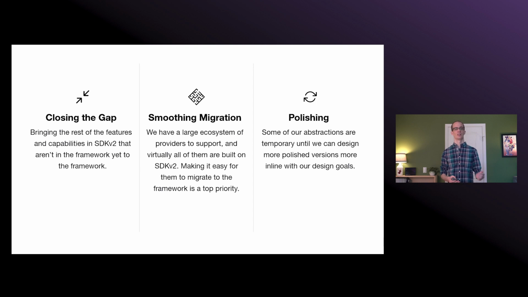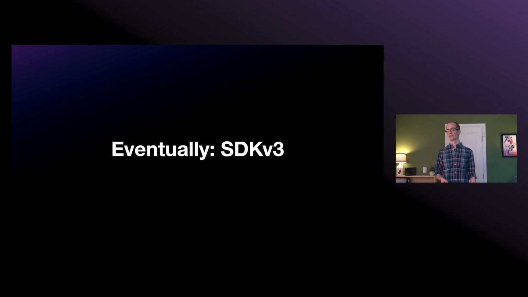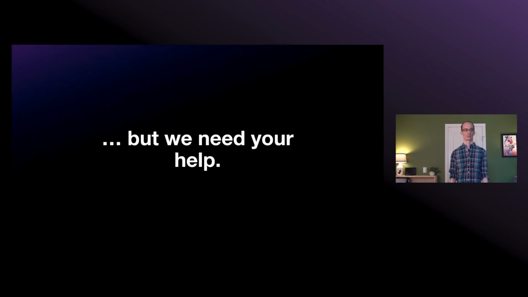And then finally, we want to polish. There are some abstractions that are not up to the design goals that we set for ourselves. There are things that we set out to do that we didn't have time to do just yet, but we wanted to get your feedback on the stuff that we had started. So now we're going to set about polishing some of those decisions and some of those missing pieces. And eventually, we would like this to be SDK v3. That's not happening today. That's not even probably happening this year. We need to get a little bit more mileage on it first.